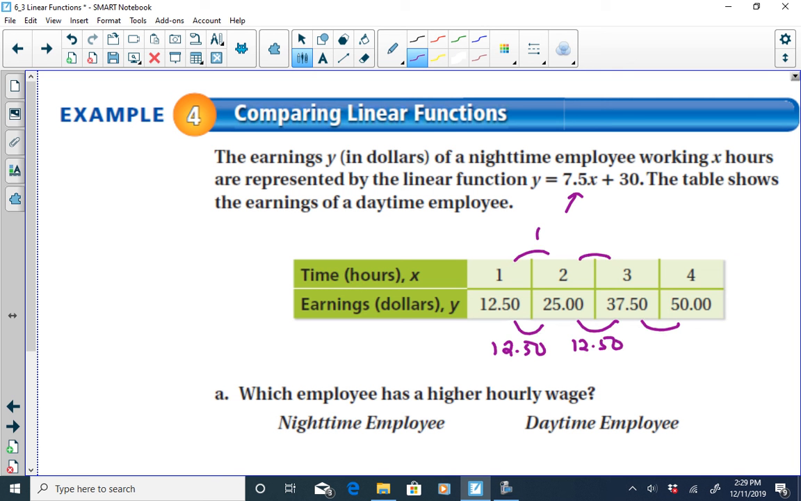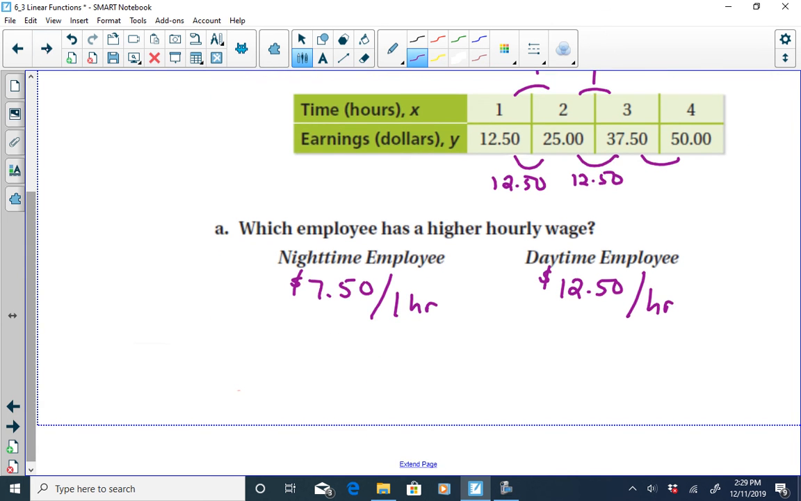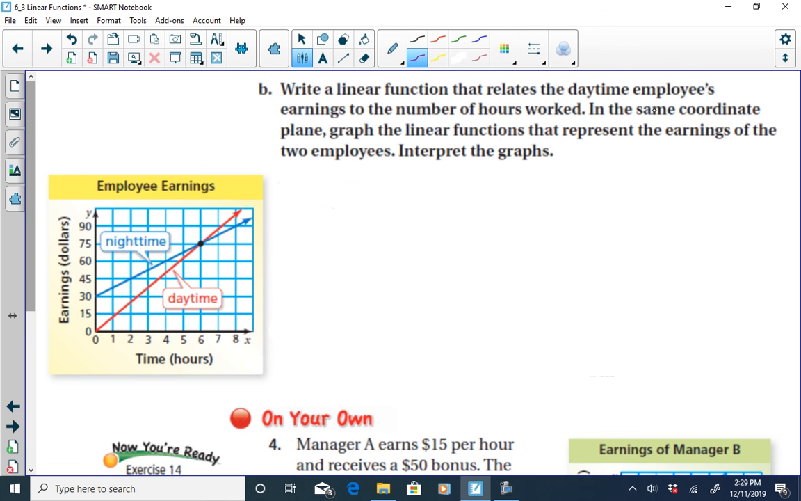For every hour. So which employee has a higher hourly wage? If we're just talking hourly wage, the nighttime employee has a $7.50 hourly wage, $7.50 for every 1 hour. The daytime employee has a $12.50 wage for every 1 hour. All right. Write a linear function that relates the daytime employee's earnings to the number of hours worked. In the same coordinate plane, graph the linear functions that represent the earnings of the two employees and interpret the graph. Well, the daytime employee equation would be y equals 12.5x. That's the daytime employee's.